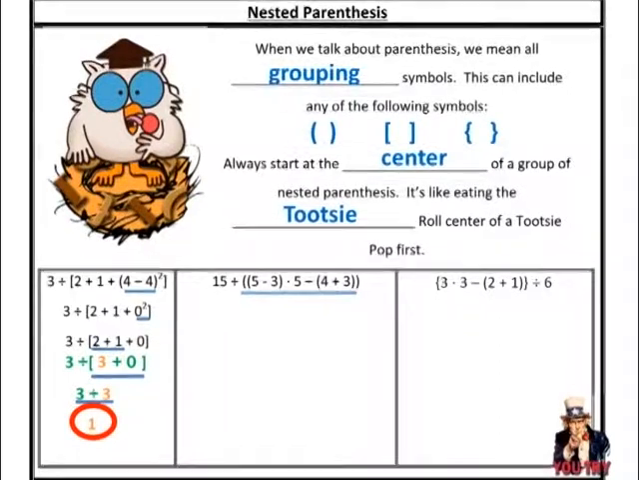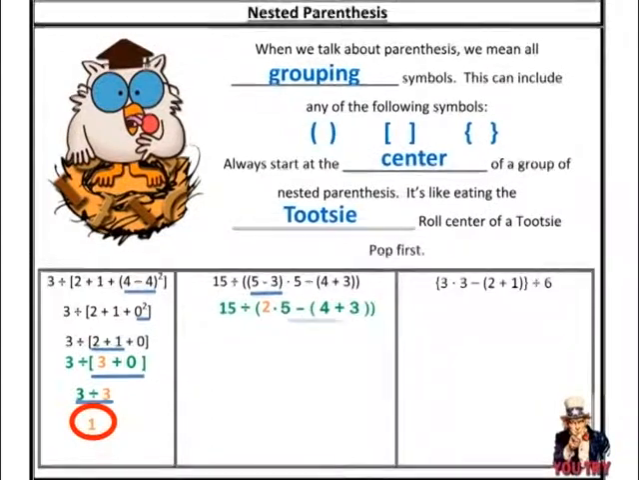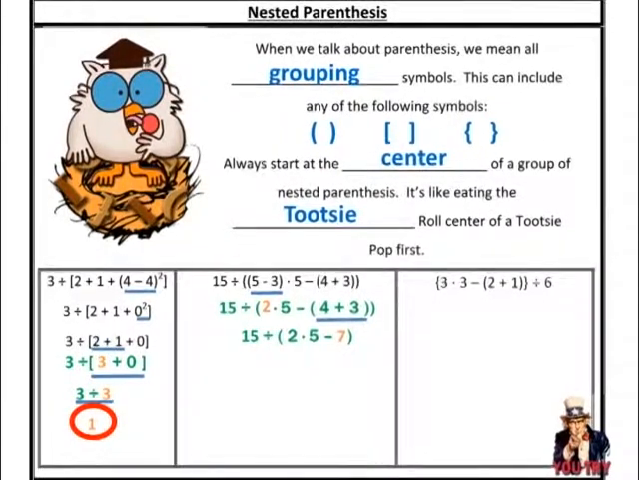5 minus 3. I underline, I evaluate, I rewrite. I still have a set of parentheses inside the bigger set of parentheses. So I'm going to take care of 4 plus 3. I don't look at the full set. I need to look at the innermost set of parentheses. 4 plus 3. I underline, I evaluate to get 7. I rewrite everything. Now I'm left with multiplication and multiplication and subtraction.